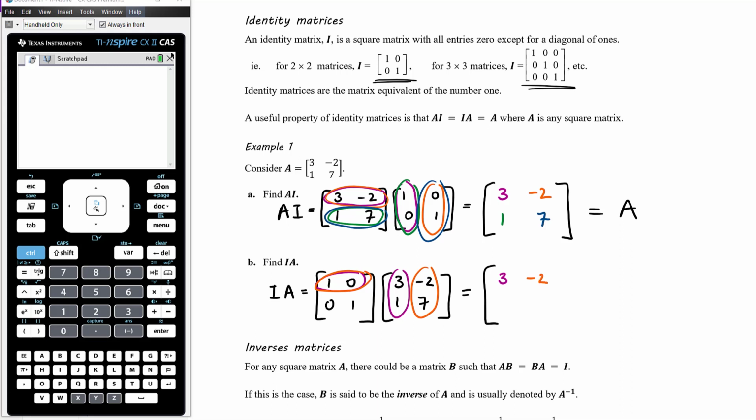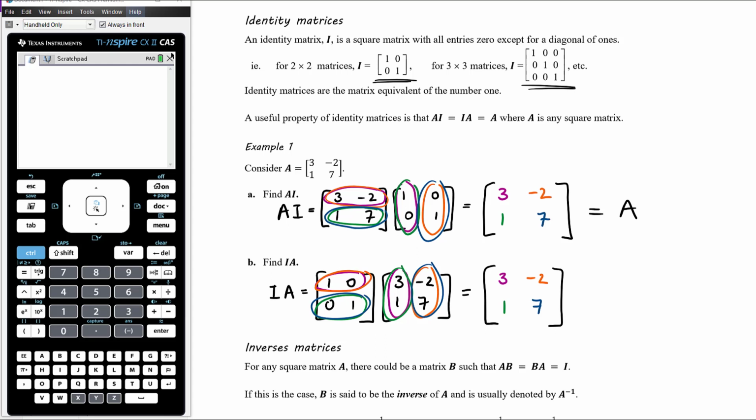Bottom row times left column goes in the bottom left. 0 times 3 is 0, plus 1 times 1, which is just 1. And bottom row times right column, 0 times negative 2 is 0, plus 1 times 7 is 7.